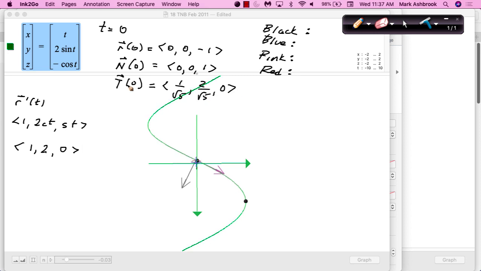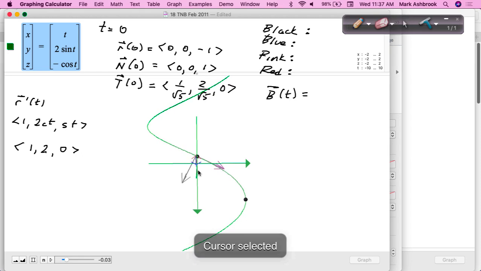Last thing here. We have some choices for finding B of t. We could do the cross product, and this is easy because we're at a particular value. We're not working with the functions. We're at 0, so it'd be easy to do the cross product. But there's another way that's easy here too, besides doing the cross product.